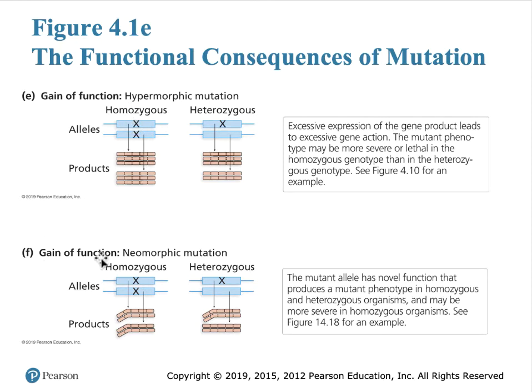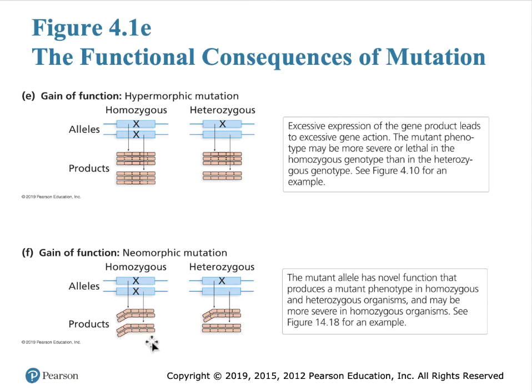This is again a gain of function, but this time there's a new function gained by the cell that didn't exist before, and that's indicated by a bend in the product. So there would be 2 normal alleles here, and they would produce 2 sets of straight product. Now the mutation creates an abnormal function that gives the cell an added benefit. And in this case, in the homozygous state, both gene products have given the cell a new function.